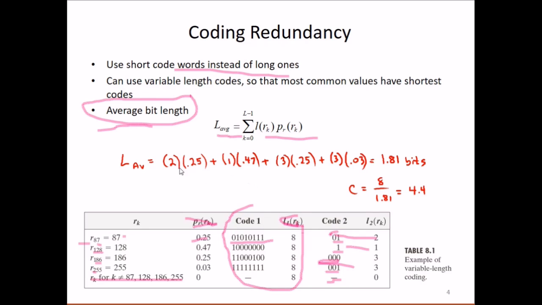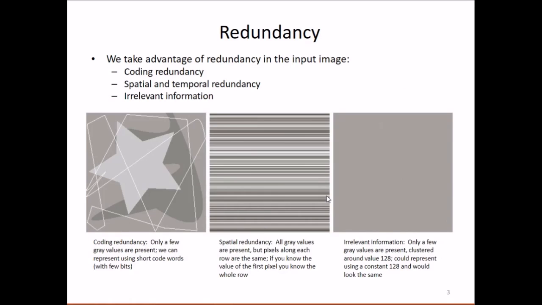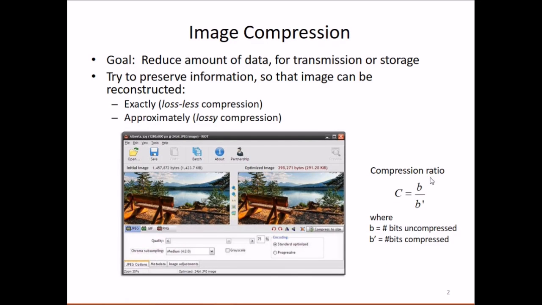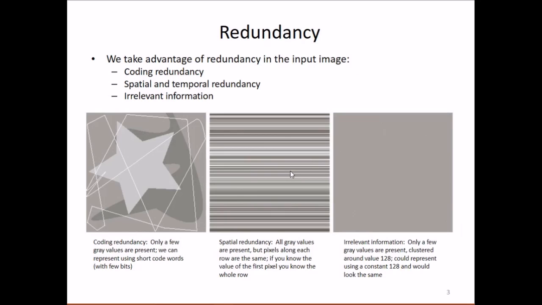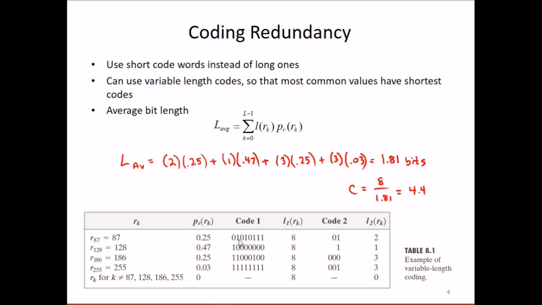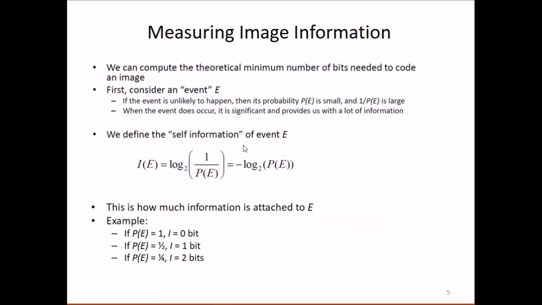So what will be L average? This will be equal to the number of bits used, that is 2 into the probability, 2 into 0.25 like this, and 1 into 0.47 like this, and just add them. We get 1.81 bits. So what was C? As I just mentioned, C was the compression ratio. B was the number of bits uncompressed divided by the number of bits compressed. So 8 bits were uncompressed, and 1.81 is compressed. So we get a huge C, that is 4.4.